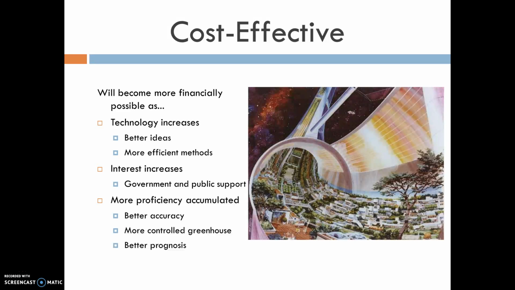And our interest would increase. Government and public support will be necessary in order for this whole planet to be ours, at the very least. And as technology and interest increase, so does our accumulated proficiency. Better accuracy, more controlled greenhouses, and better prognosis.